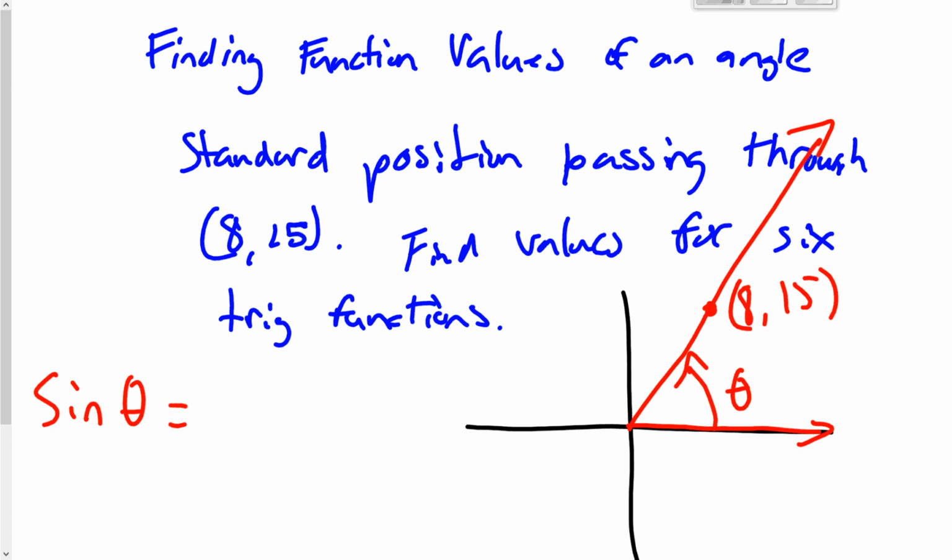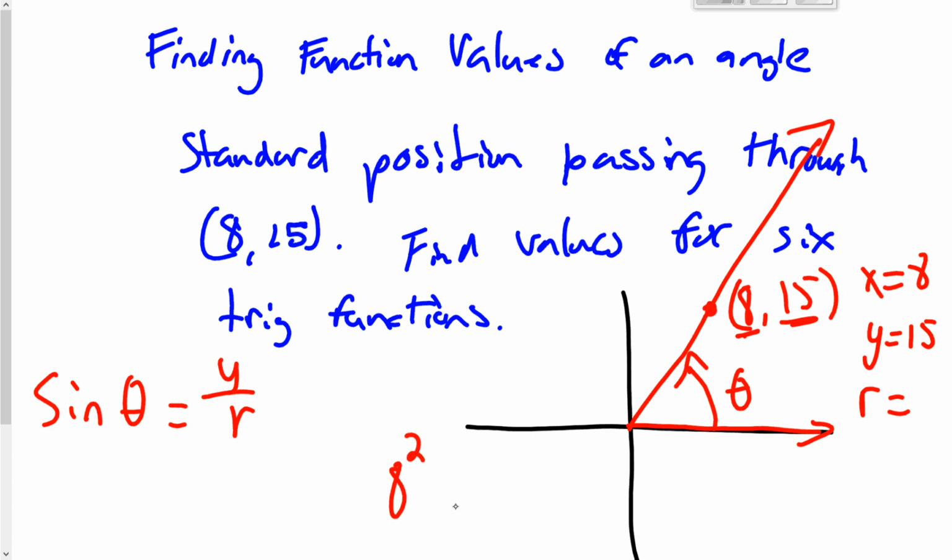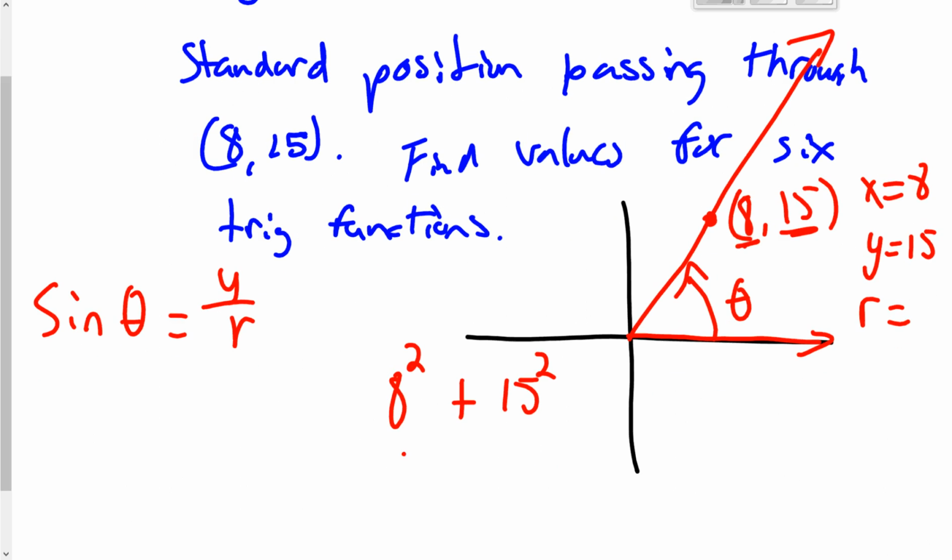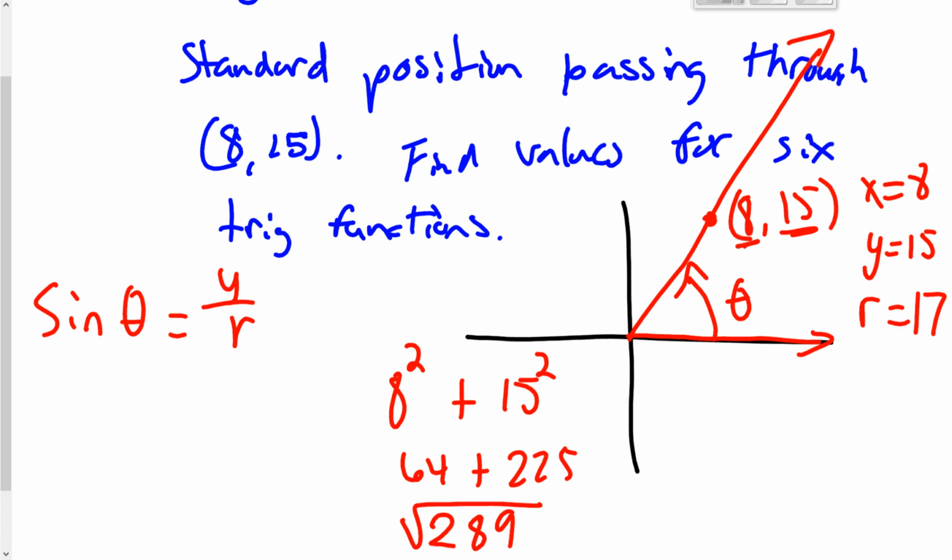And so sine of theta is my y over my r. Well, I have my y right here, and this is my x, so my x is 8, and my y is 15, but I don't know my r. So if I take my x and square it, and take my y and square it, and add those together, so 64 plus 225, so 289, and I square root that 289, I get 17. So r is 17.